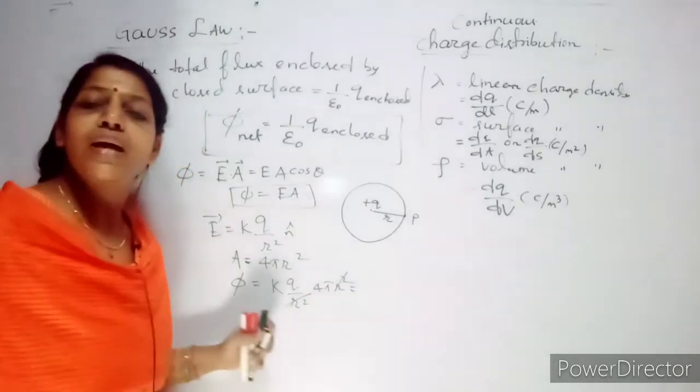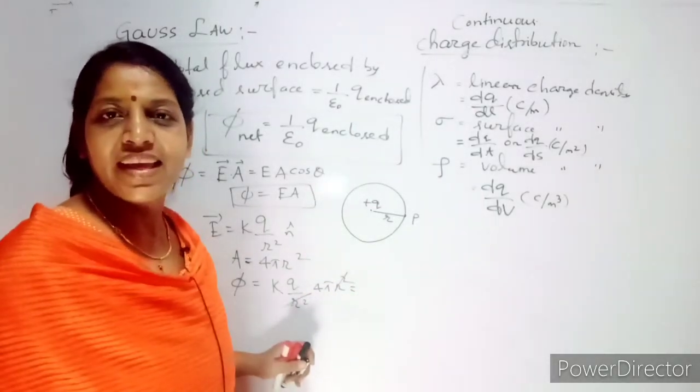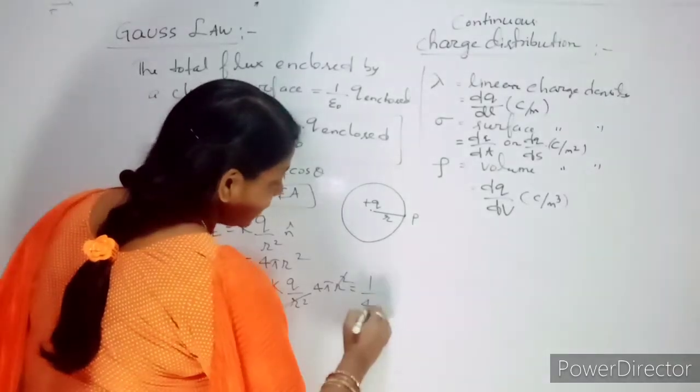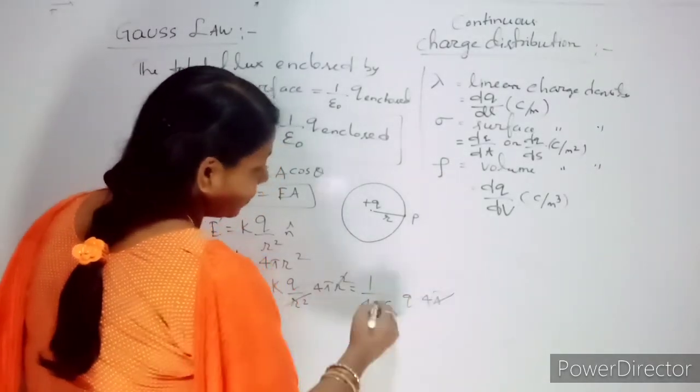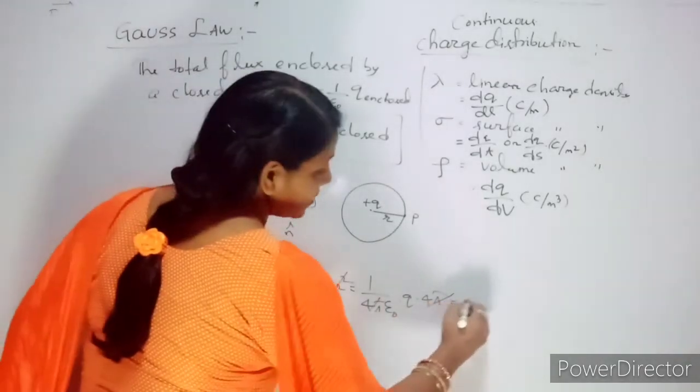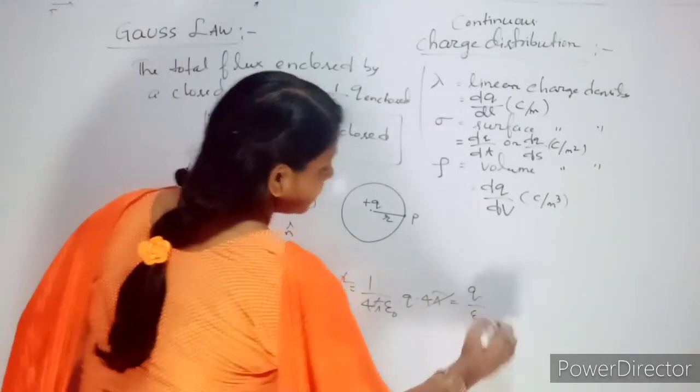What is the value of K? 1 by 4 pi epsilon naught. So write it: 1 by 4 pi epsilon naught, Q into 4 pi. 4 pi gets cancelled. So what is remaining now? Q by epsilon naught.